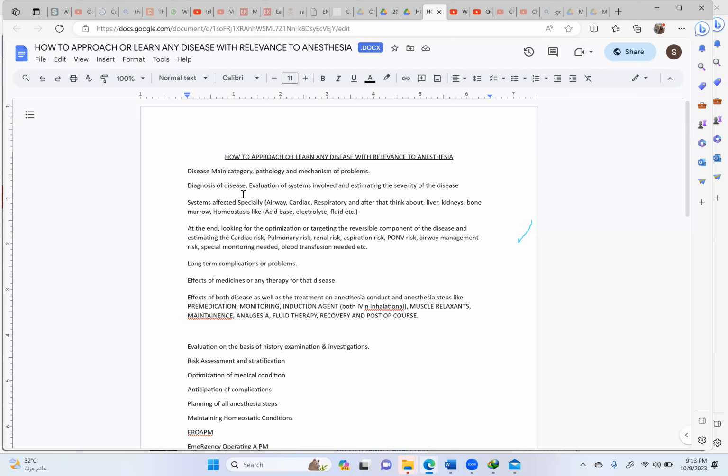Similarly, all our medications are metabolized by liver and kidney, and excreted by kidney. Okay. And bone marrow will have this problem: if bone marrow is suppressed, not only will there be anemia, the patient will be at risk of infections, and there may be coagulopathies.